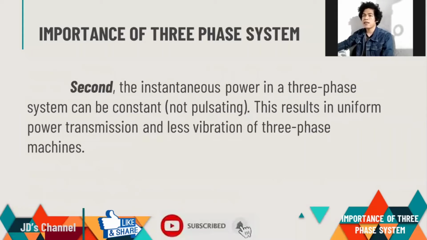And secondly, the instantaneous power in a three-phase system can be constant or not pulsating. This results in uniform power transmission and less vibration of the three-phase machine. Okay? So, kung uniform ang transmission niya, maganda yon para sa ating mga machine because bumababa yung vibration nila and magiging maganda yung kanilang production. Hindi sila prone sa pagkasira because maganda yung kanilang pagtakbo, and it will result in good production. Mababawasan or maiiwasan yung ating downtime.